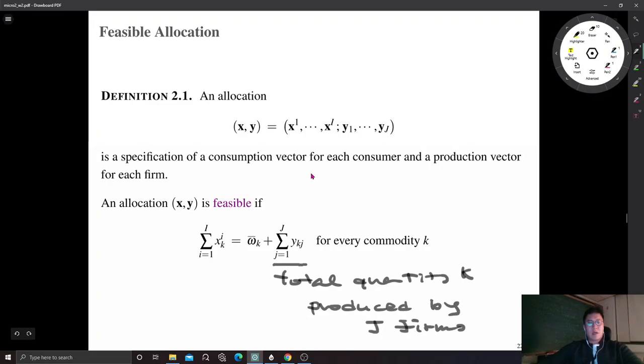Okay, so in the pure exchange economy, because there was no production, this term did not exist. But now we consider production as well. So in the presence of production, we have to add this term to the initial endowment. So this is going to be the total supply of commodity k, right? So this equality implies we assume no free disposal. If there is free disposal, then the feasible allocation is going to be this inequality.